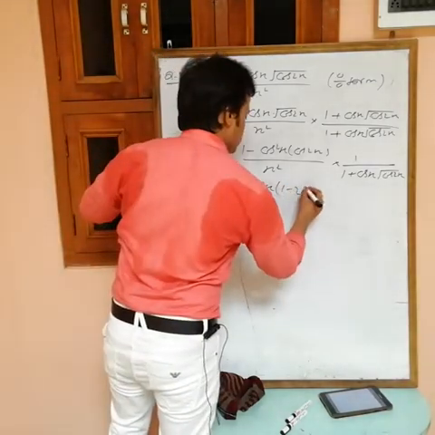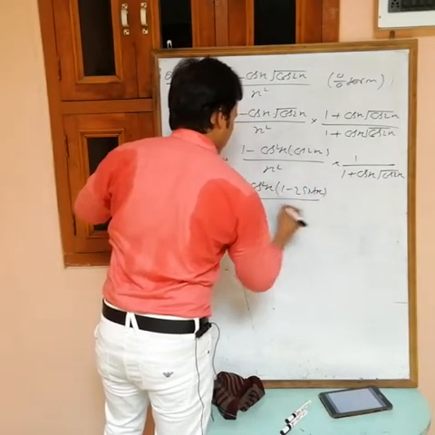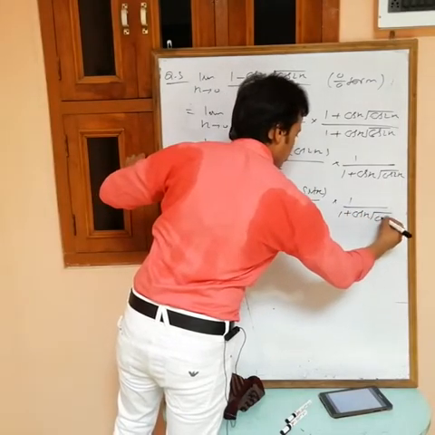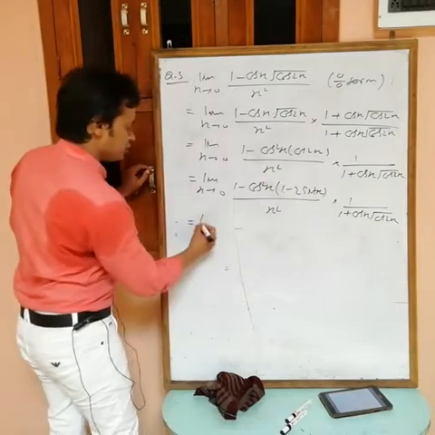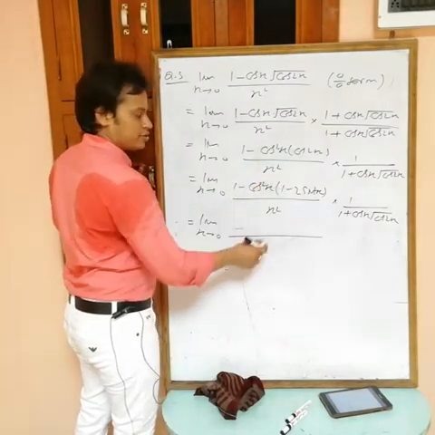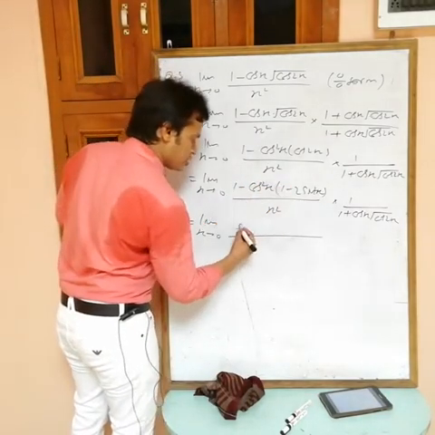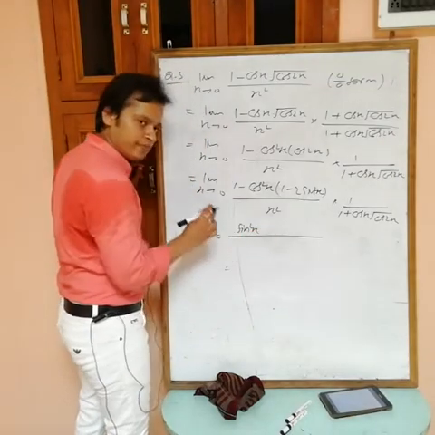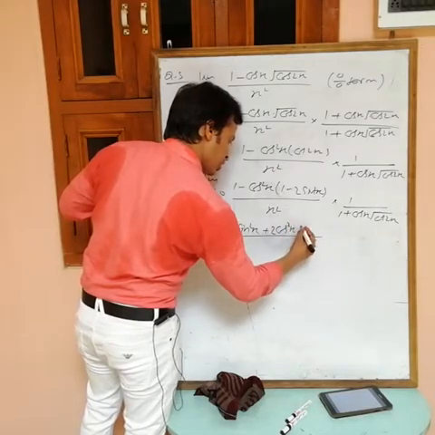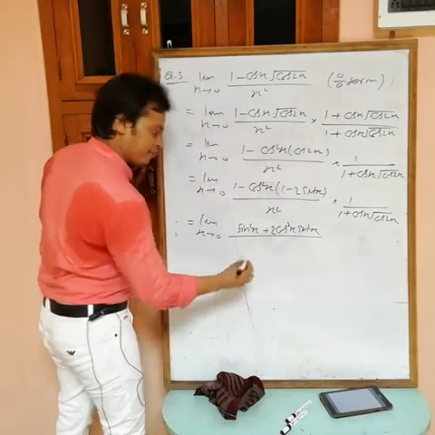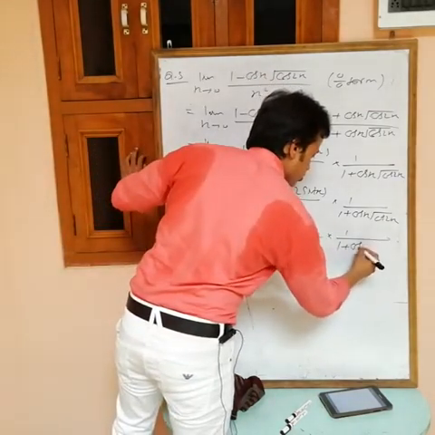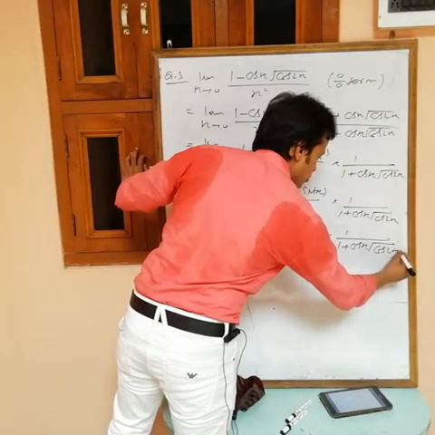Okay, then 1 minus 2 sin square x by x square, and this one is as it is, 1 by 1 plus cos x root over cos 2x. Limit x tending to 0, see what we are getting? Minus cos square x. 1 minus cos square x is sin square x. Okay, and this one is 2 cos square x into sin square x by x square, and 1 by 1 plus cos x root over cos 2x.